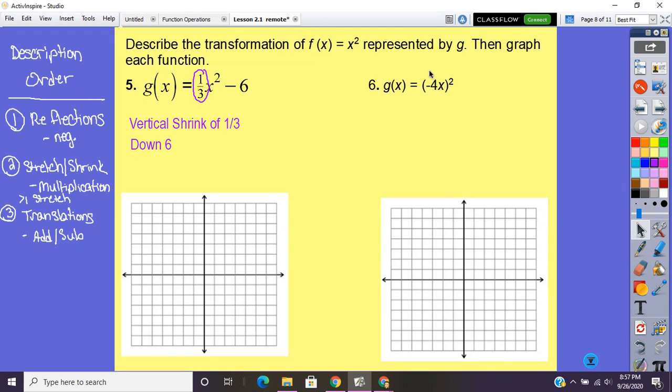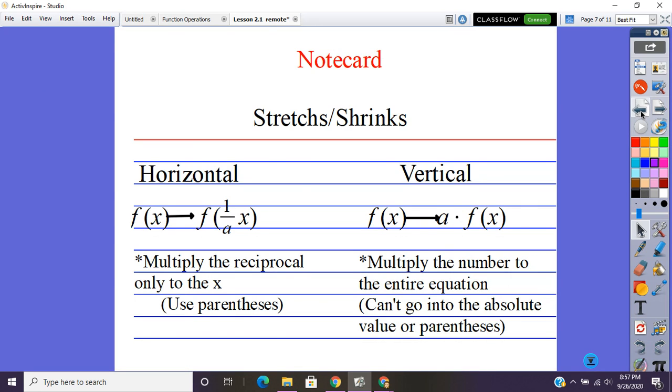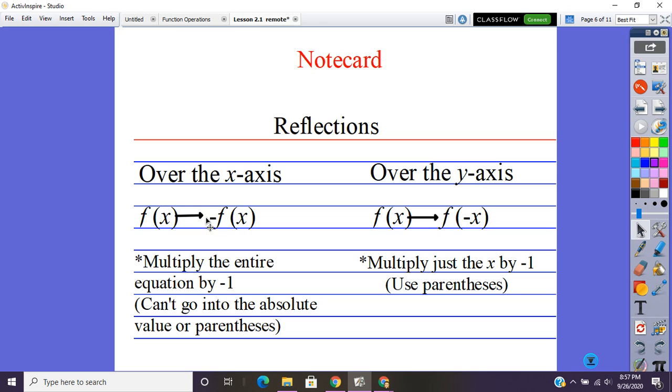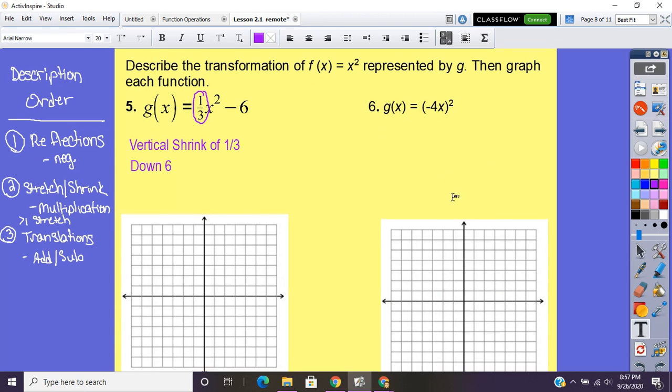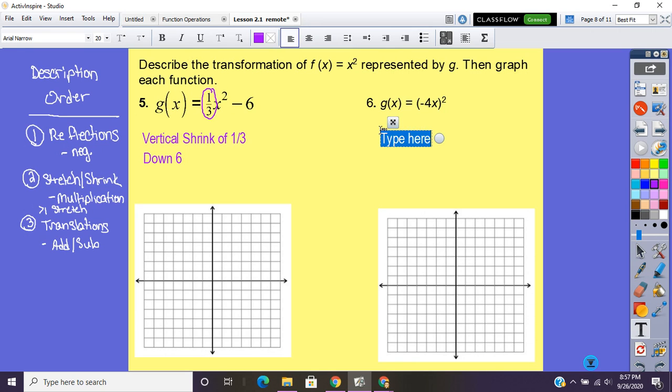Let's go over here and look at this one. Do I have any reflections? Well, is there a negative? Yes. It is inside the parentheses and it is on the x. That means I do have a reflection. So is it out front or on the x? Well, it's on the x, which means I have a reflection over the y-axis. If it was out front, it would be outside the parentheses. So I have a reflection in the y-axis.